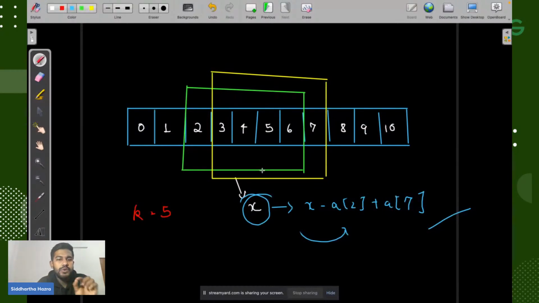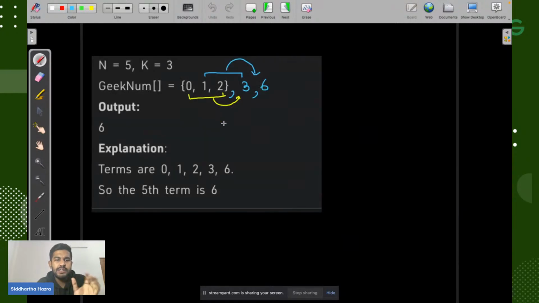So what I can do is use a sliding window kind of approach. I simply have the first k values. I would move forward and remove the first initial value and add this value. I would move forward again, remove this value and add this value. So I can simply compute the array itself.